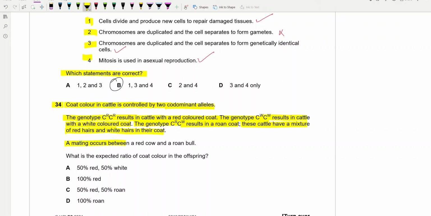A mating occurs between a red and a roan bull. What is the expected ratio for coat color in the offspring? So it would be 50-50, and the correct option would be option C, 50% red and 50% roan.